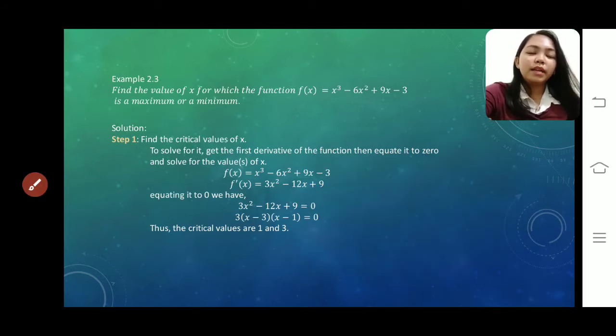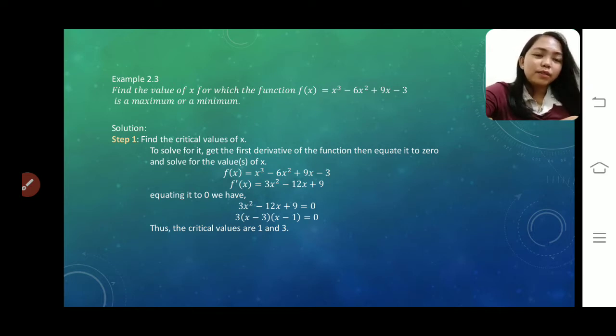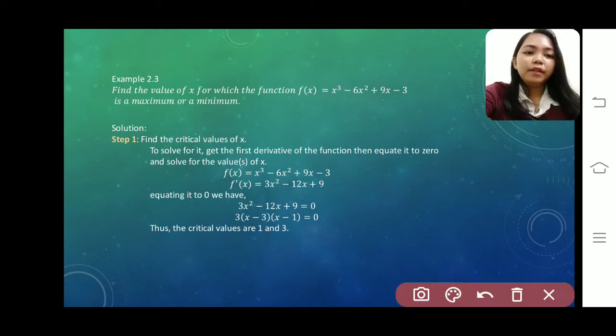So, let's have an example. Find the value of x for which the function f of x is equal to x cubed minus 6x squared plus 9x minus 3 is a maximum or a minimum. So, our solution would be, first step, find the critical values of x. So, dun ulit tayo manggagaling. Kunin natin yung first derivative. So, we have the derivative of x cubed minus 6x squared plus 9x minus 3 is 3x squared minus 12x plus 9.